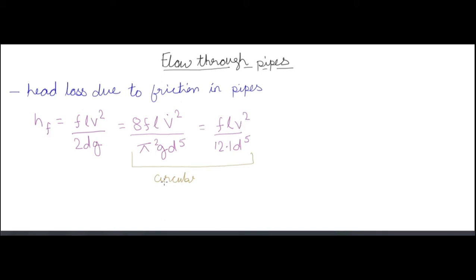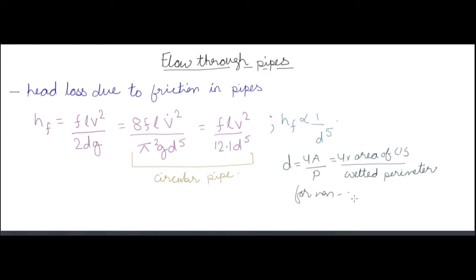f is the friction factor, L is the length of the pipe, V is the velocity of flow, d is the diameter of the pipe, and g is the gravity, 9.81 meter per second square. So head loss due to friction is proportional to d to the power 5. For non-circular pipes, d is equal to the characteristic length, which is 4a by p, that is 4 into area of cross section by wetted perimeter.